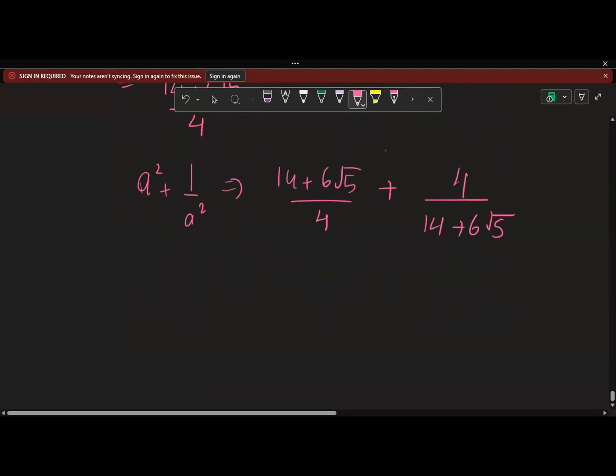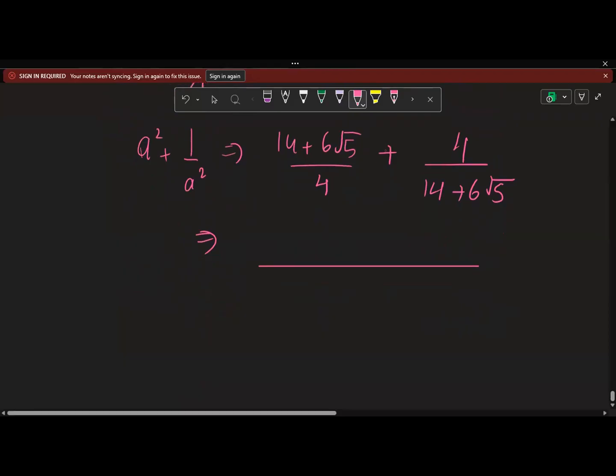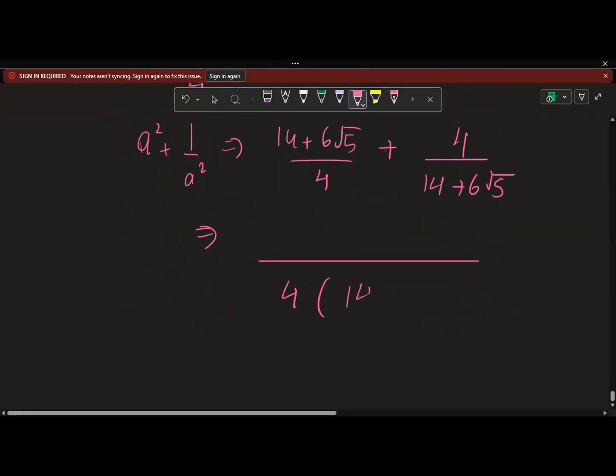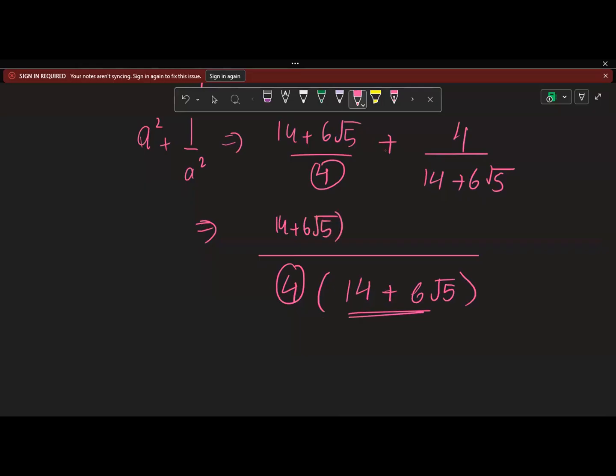Did you get this, children? Yes, ma'am. Now you will take the LCM of 4 and 14 plus 6 root 5. I'll tell you one thing, just simply multiply. Don't take the headache of finding the LCM, just simply multiply here. Now you will see, when you have 4 over here and 4 over here also, you are basically multiplying the numerator with the other part. So 14 plus 6 root 5 into 14 plus 6 root 5 becomes 14 plus 6 root 5 whole square, plus this becomes 4 square, right?